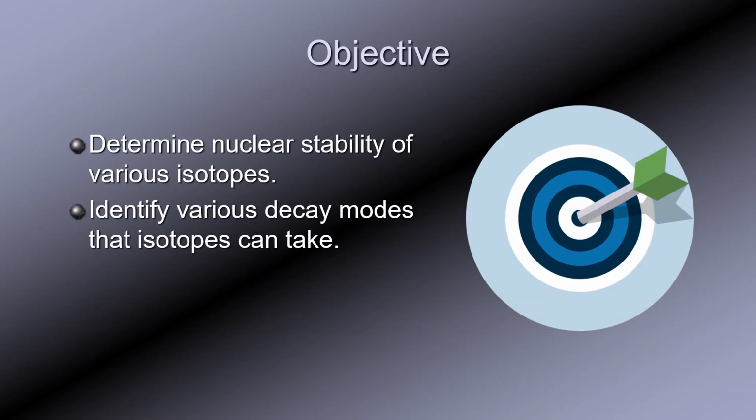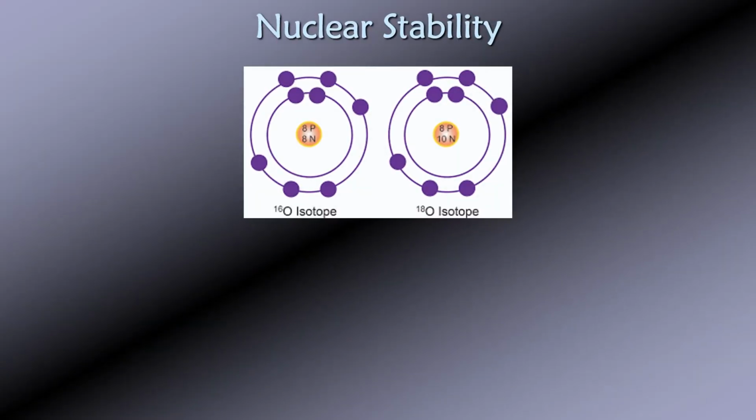We'll be looking at how to determine the nuclear stability of various isotopes, and you guys will be able to identify the different decay modes that isotopes can have. So let's begin with nuclear stability.